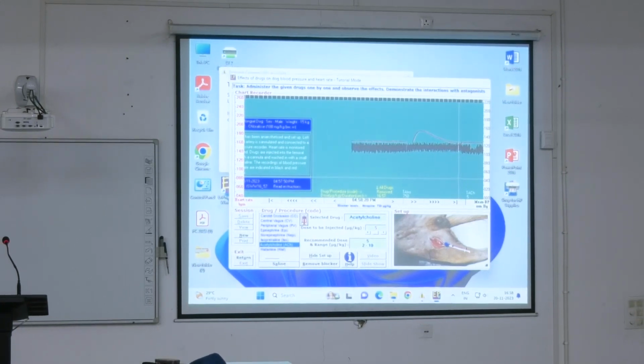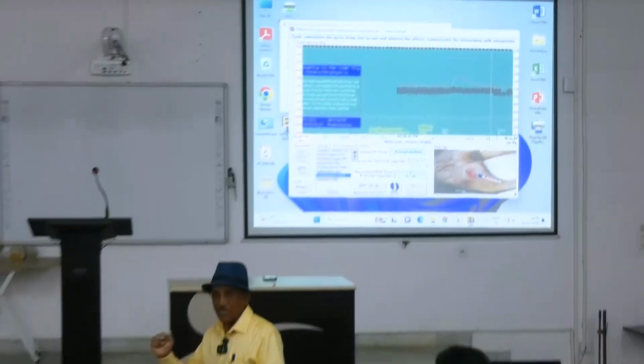How can we demonstrate? First, we have to use acetylcholine in the dose of 2 to 3 microgram per kg. Then we have to administer non-specific strong muscarinic antagonist, that is atropine. It is a blocker. After that we have to wait because all the receptors should be blocked. So it will take some time.